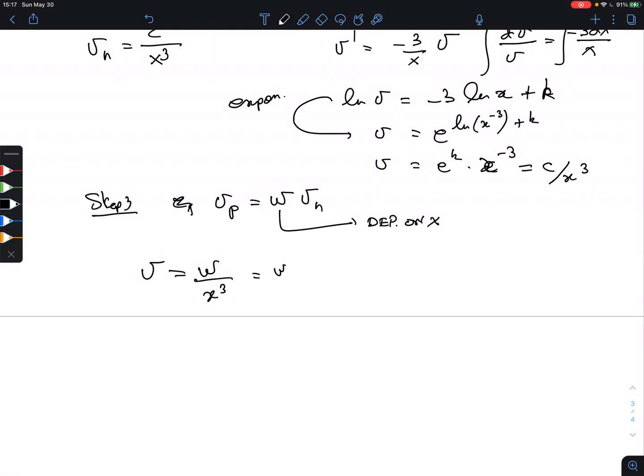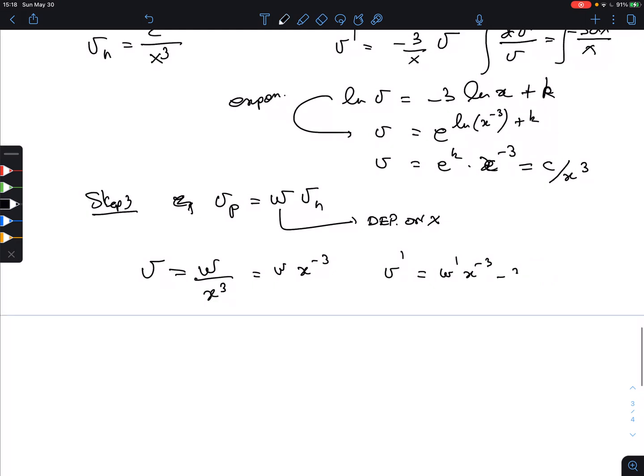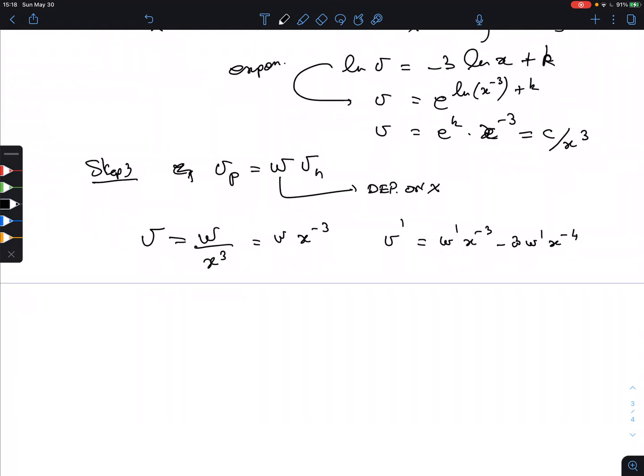Perhaps now it's better to write it with a negative exponent because I also need v prime. v prime is w prime x to the minus 3 minus 3x to the minus 4 w. No, sorry. We're taking derivatives, right? So yeah, be careful here. Take the derivative. The exponent comes down, okay, and then we subtract one from the exponent. Okay, so that is v prime.